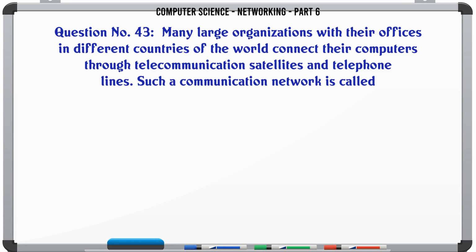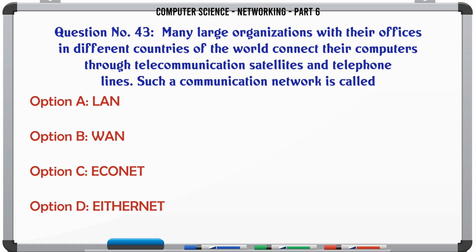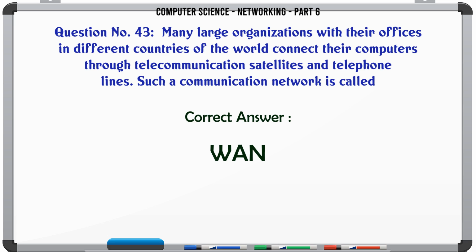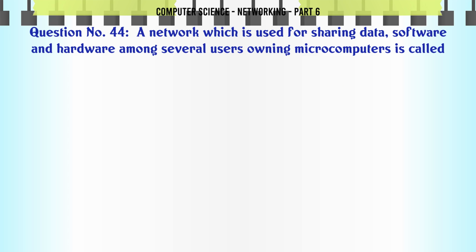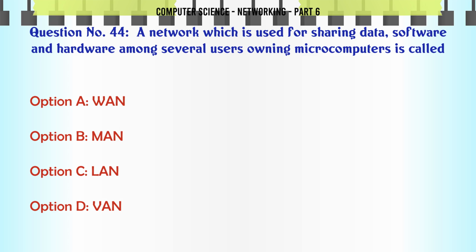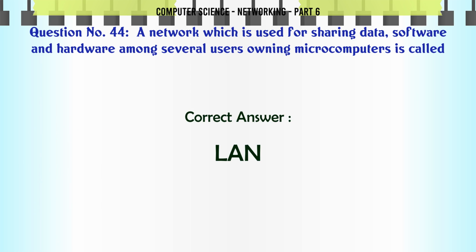Many large organizations with their offices in different countries of the world connect their computers through telecommunication satellites and telephone lines. Such a communication network is called A. LAN. B. WAN. C. Ethernet. D. Ethernet. The correct answer is WAN. A network which is used for sharing data, software, and hardware among several users owning microcomputers is called A. WAN. B. MAN. C. LAN. D. WAN. The correct answer is LAN.